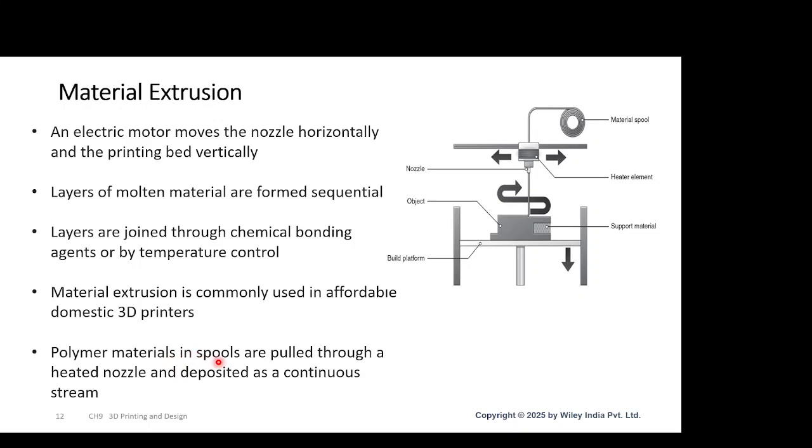Polymer materials in spools are pulled through a heated nozzle and deposited as a continuous stream. So here we have the nozzle and the material spool, whatever material fiber you are using. Here the material comes and it is heated with the heater element, and here the object is created. This is the bed which moves vertically, the build platform where the material is getting created, and here is the support material, if there is any.